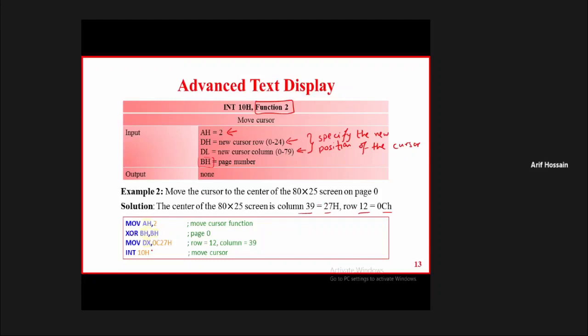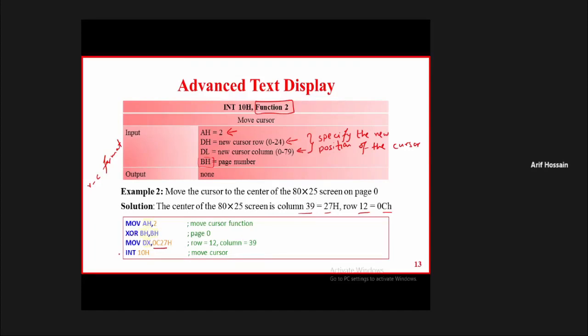Robiul, are you there? Yeah, you see the code, it is expressed in row, column format. Yes, DH and DL. But on that page, it was written as column then row. That's what I was saying. Yeah, right. So anyway, over here you are specifying the new position of the cursor as required by the question.